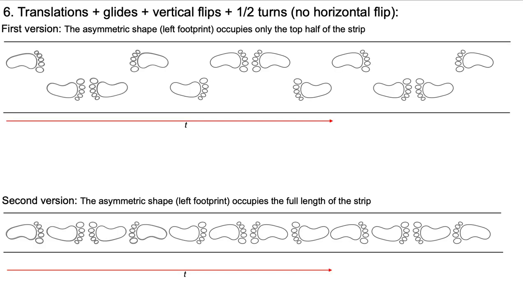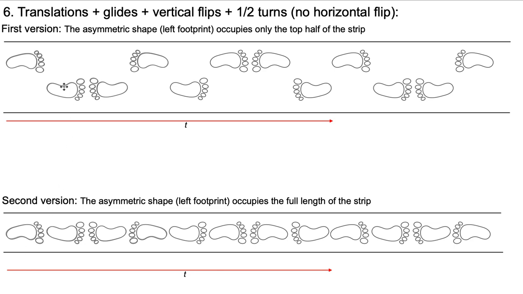This video is a direct follow-up of the previous one. We're going to finish looking at all of the possible symmetry combinations that a strip pattern might have. Our next combination are strips like this one, and these two strips have every kind of symmetry except for a horizontal flip. In other words, there are translations, glides, vertical flips, and half turns in both of these strips.